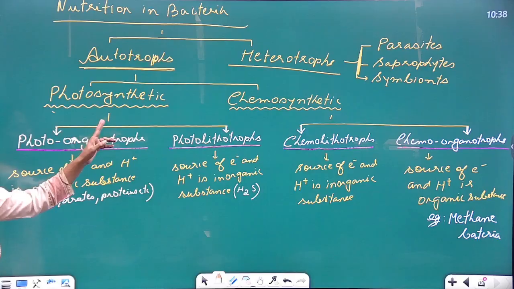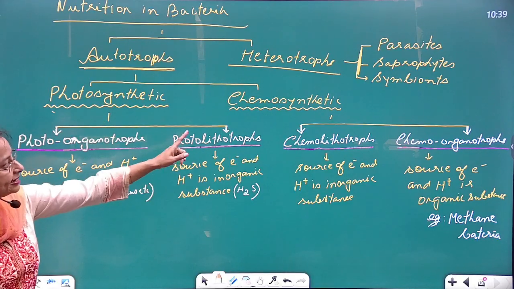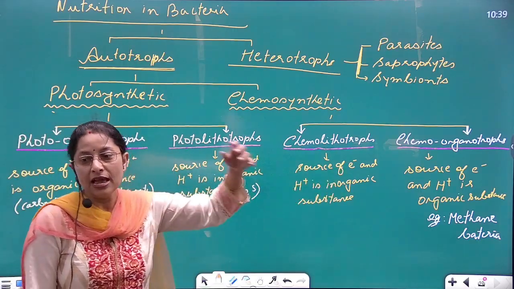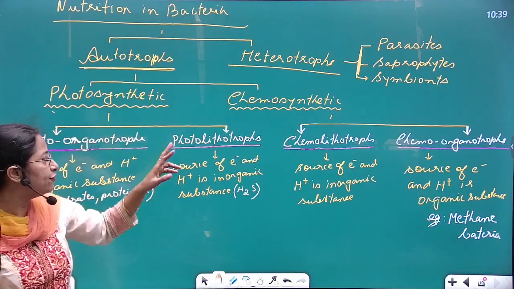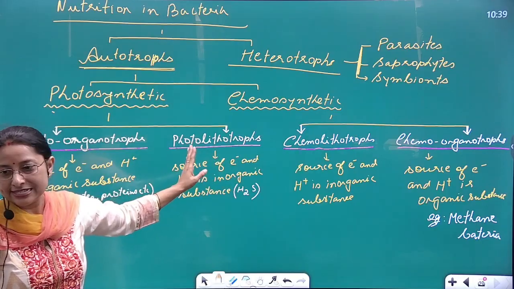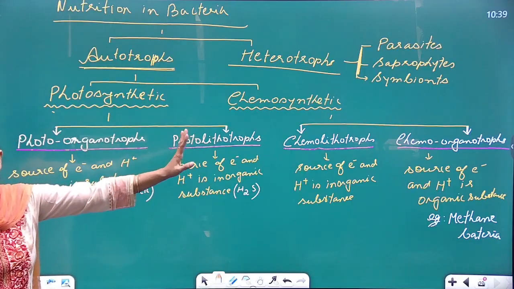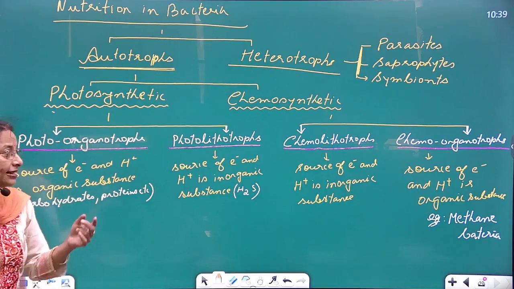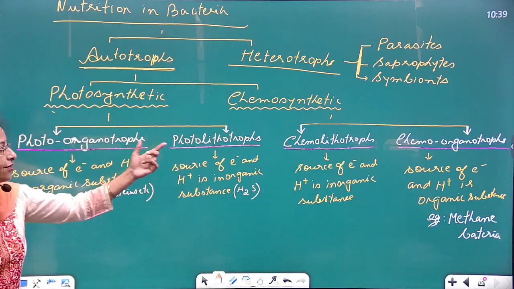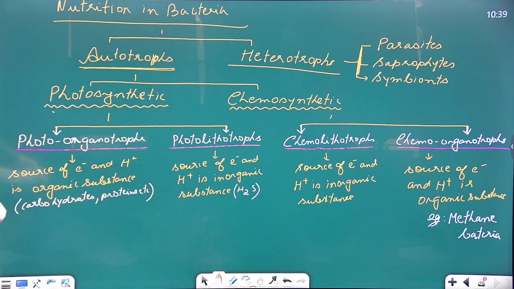If it is photosynthetic, again we have two classifications, photoorganotrophs and photolithotrophs, and in the chemical case also we have two words, chemolithotrophs and chemoorganotrophs. Chemo and photo, these are the words that we understood: preparing their own food with the help of light or with the help of chemicals. We have to understand the meaning between litho and organo, right? So photoorganotrophs and photolithotrophs differ in what? One thing, the source of electron and proton.